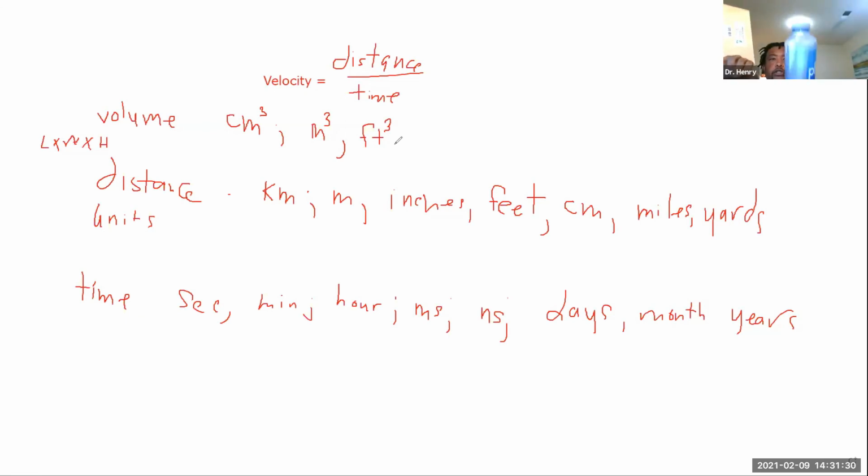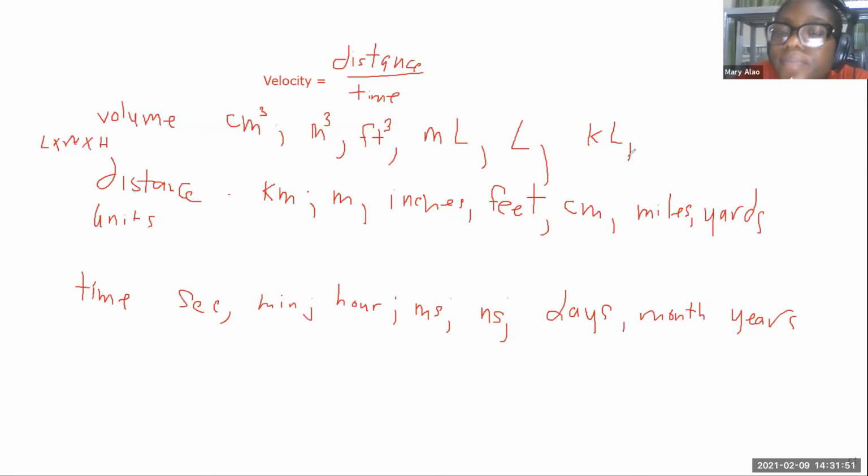What about the water that you drink? Isn't that volume? Yep. What units do we use for it? Milliliters. Or liters. Centiliters. Ounces. No, centiliters. Yes.